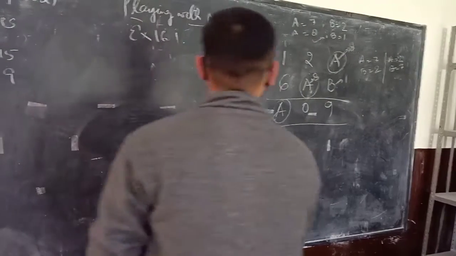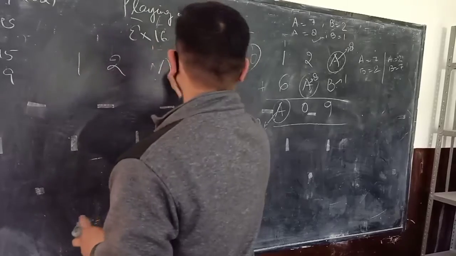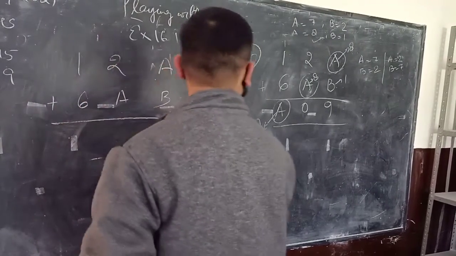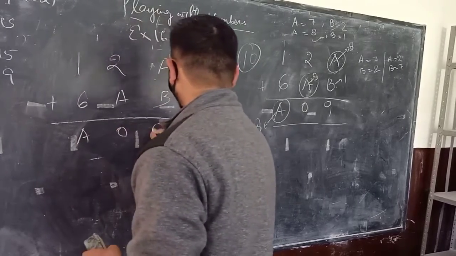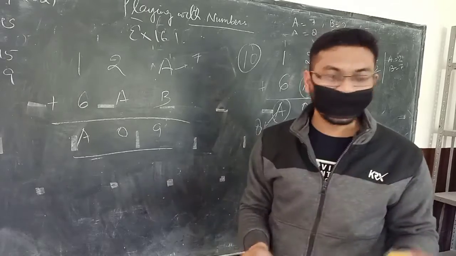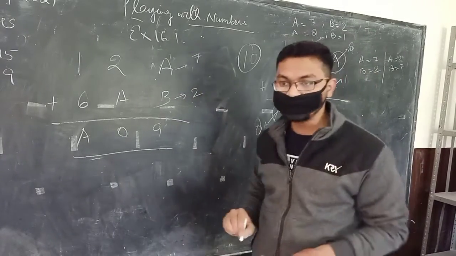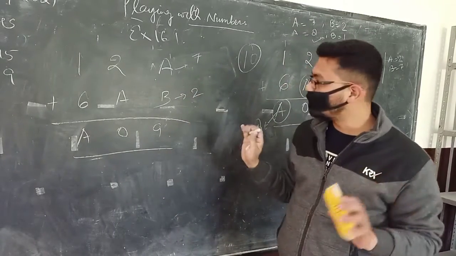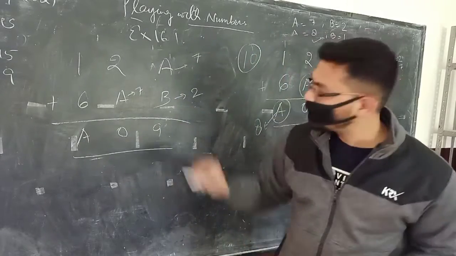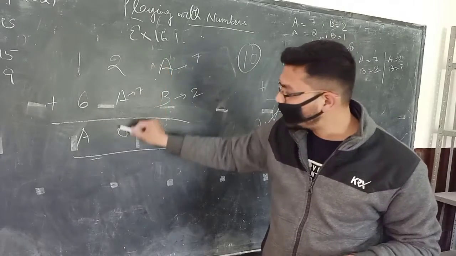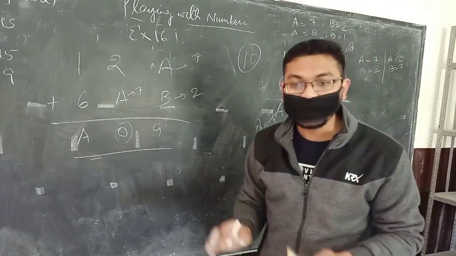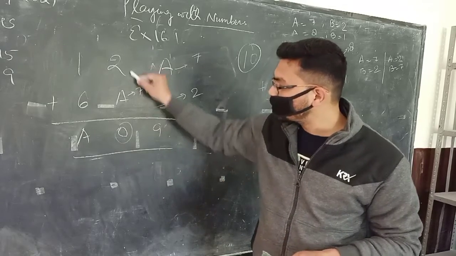Now I write this question again. 1, 2, A, 6, A, B. You just need to add both these values. You will get A, 0, 9. Let's say A is 7 and B is 2. What will I get? 9. Okay, no problem. Now A is 7. Beta, 7 plus 2 is 9. But I want 0. That means 10. I want 10 in my result. But what I get is 7 plus 2, which is 9.